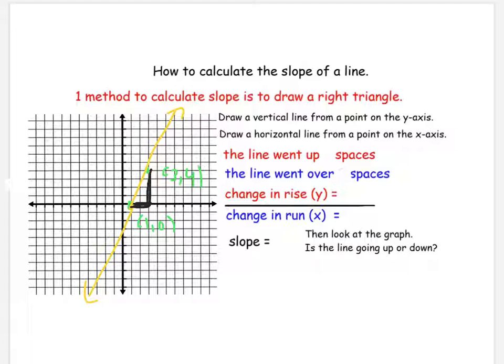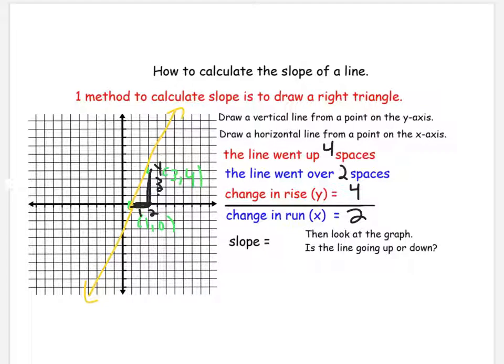In order to figure out what my rise and my run is, I can now count the lines. How many lines did the triangle go up? It went up 1, 2, 3, 4. So the line went up 4 spaces. How many did it go over? It went over 1, 2. So it went over 2 spaces. So my change in rise is 4, and my change in run is 2. 4 over 2 is our slope. The only thing that we can do now is simplify if possible.